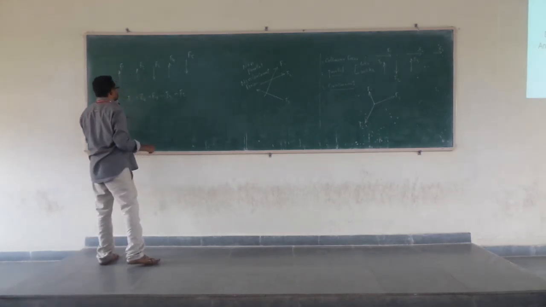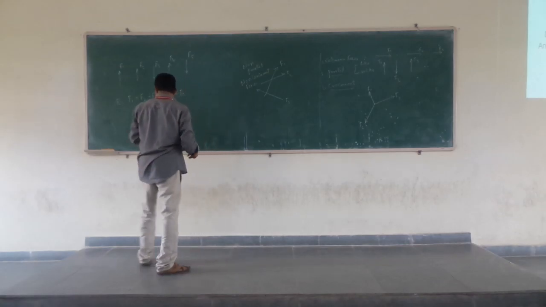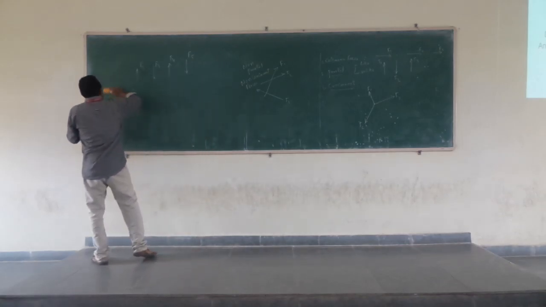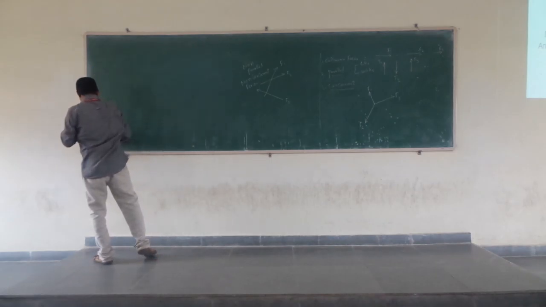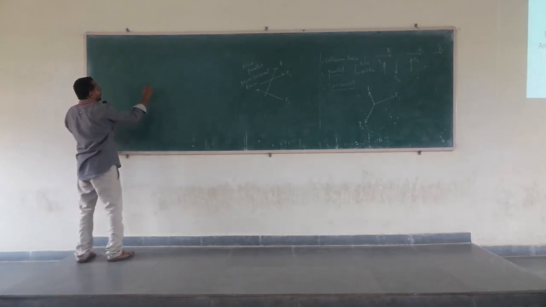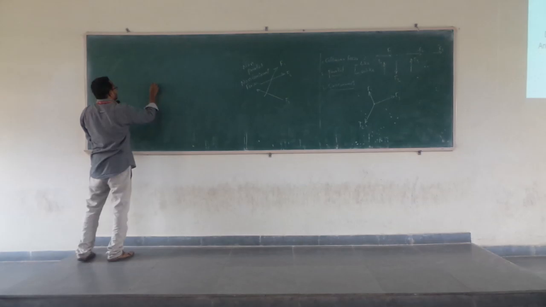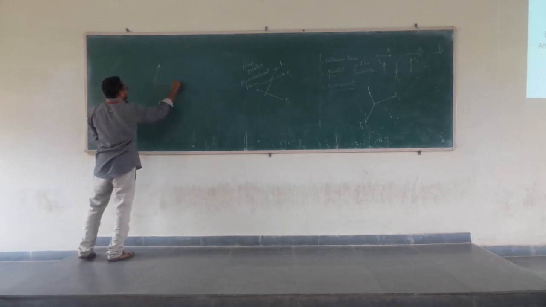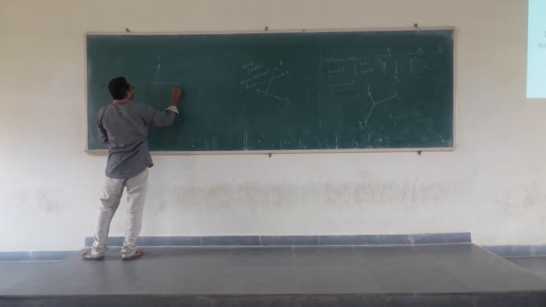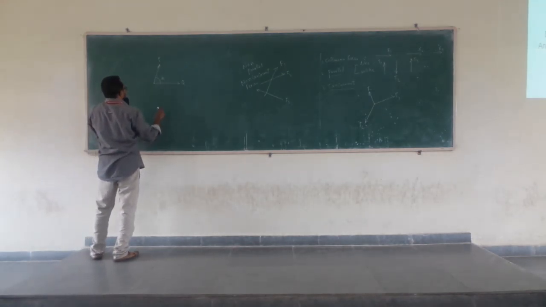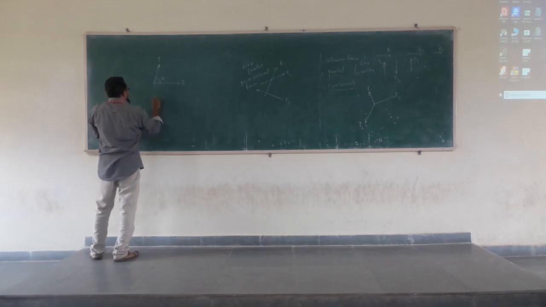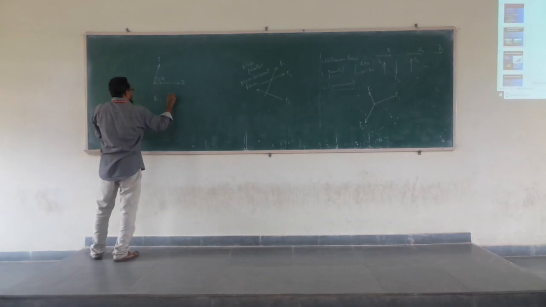Right. Next is concurrent forces. As I said, concurrent forces means the forces which are passing through the same point. To find the resultant of concurrent forces, we have several ways. If two forces, let us say P and Q, pass through the same point with some angle alpha between them, then we can find the resultant force by using the parallelogram method, the parallelogram law.